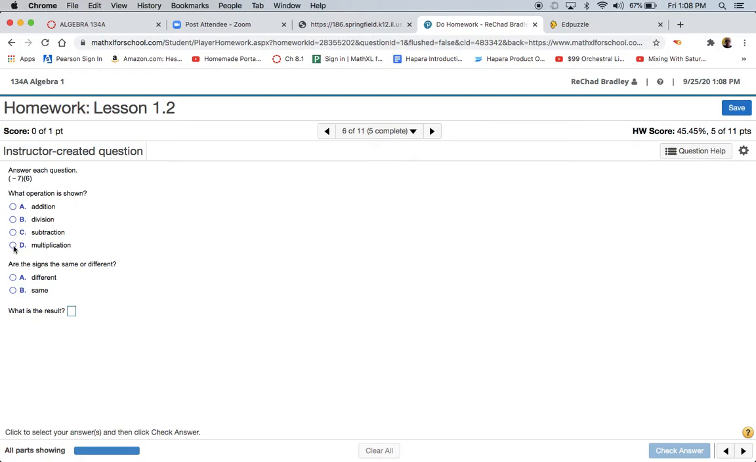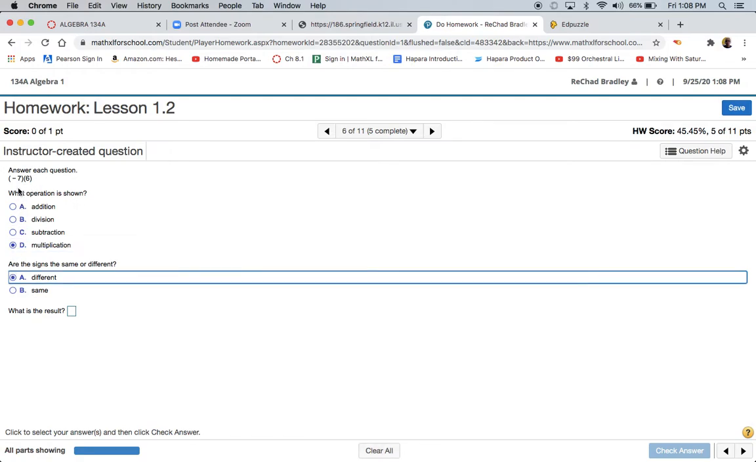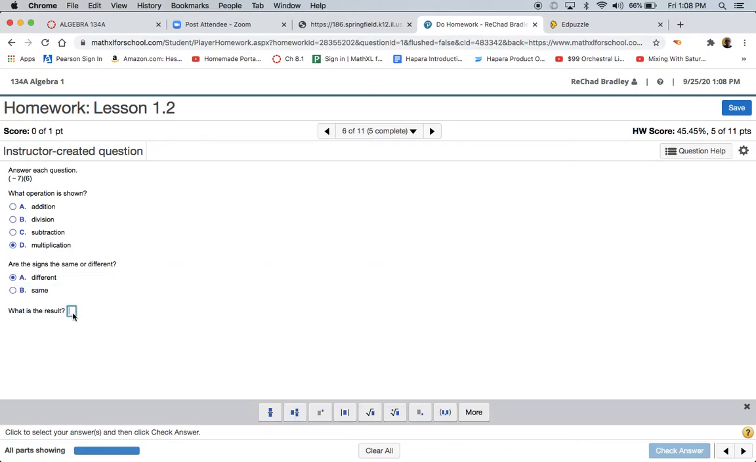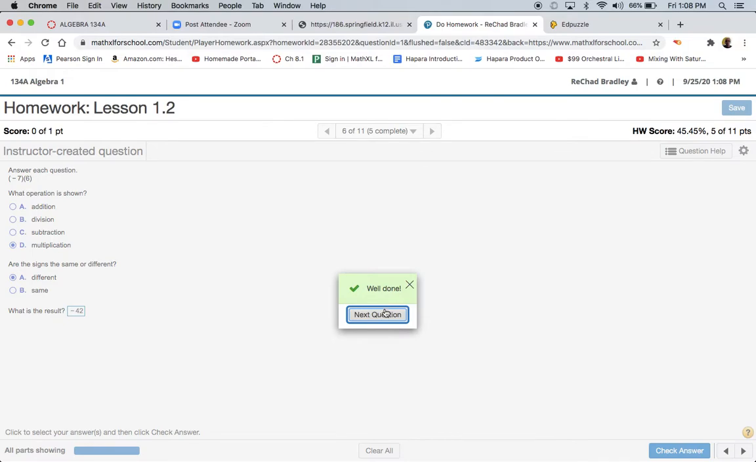Here, this is also multiplication. Signs are different because one's negative, one's positive, and because they are different, it's negative. 7 times 6 is 42.